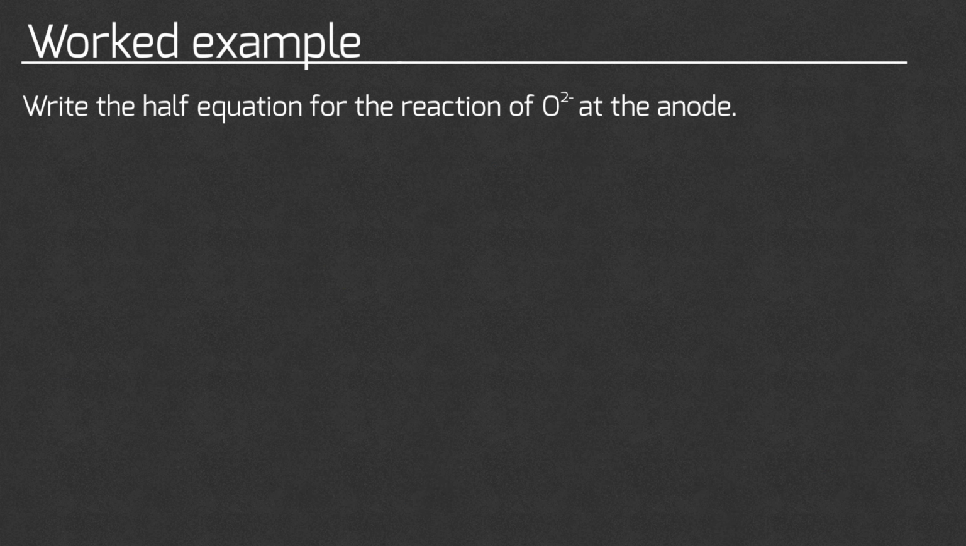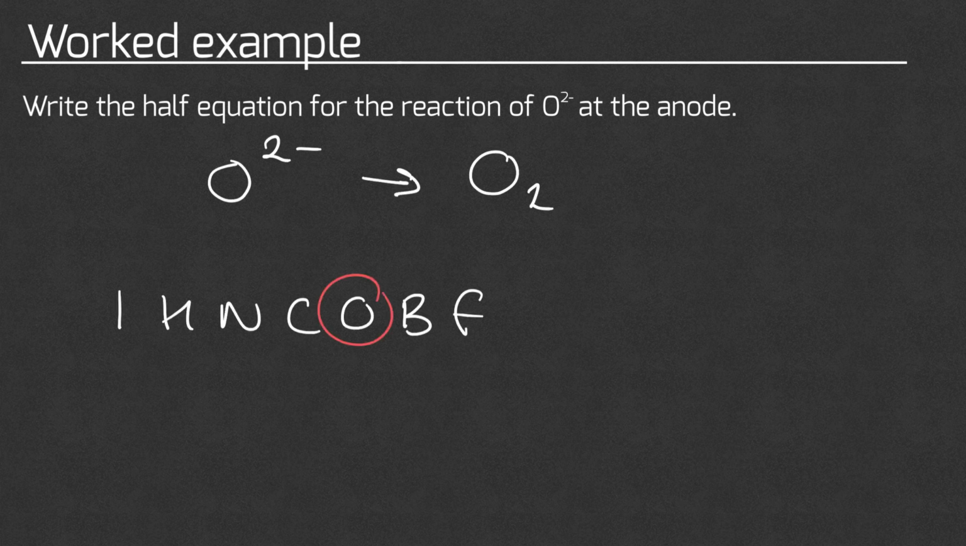Let's look at a worked example, writing the half equation for the reaction of oxygen at the anode. The first thing we need to do is write the equation for this. Now, if you remember the phrase, I have no clever or brilliant friends, there's an O in there, which means we must make O2. It will go around in pairs. So we need to know the product of the reaction is O2, and again, that's because oxygen is one of the elements which goes around in pairs.